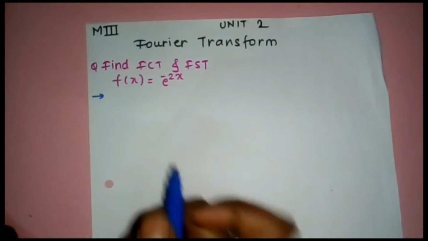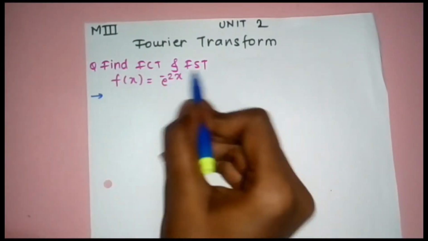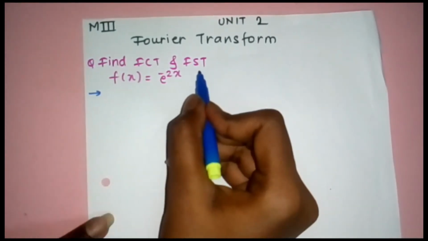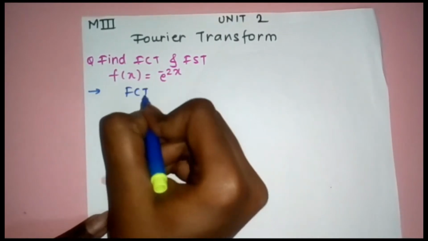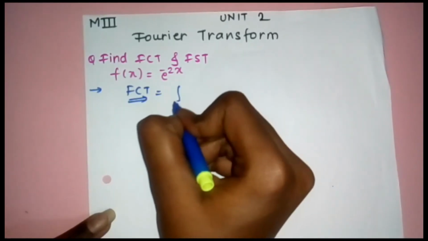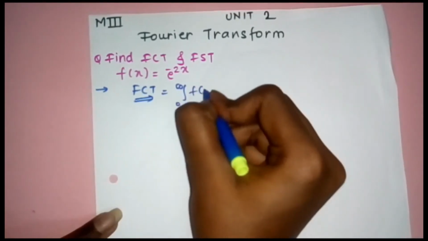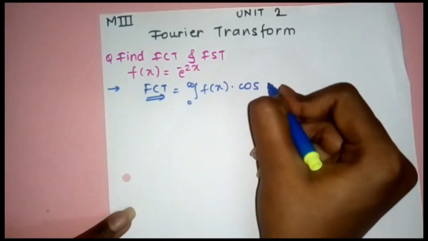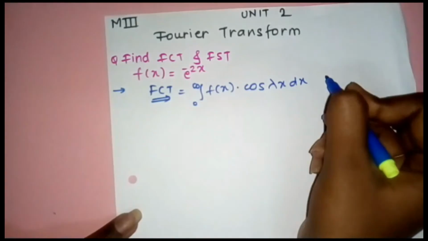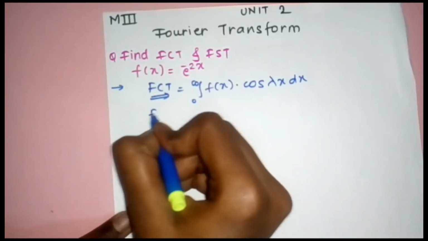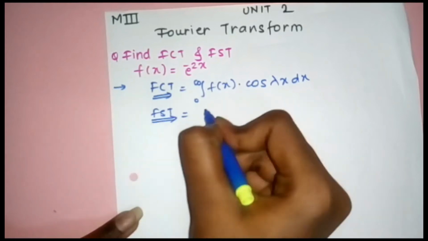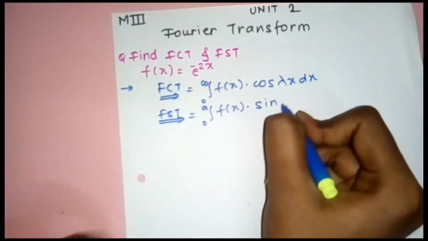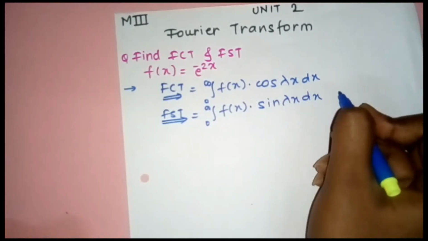So let's start. Over here, we have to find FCT and FST. FCT is Fourier cosine transform and FST is Fourier sine transform. Now, for FCT, the formula is integration of 0 to infinity f of x into cos lambda x dx. Then we have to find FST. The formula for this is integration of 0 to infinity f of x into sine lambda x dx.